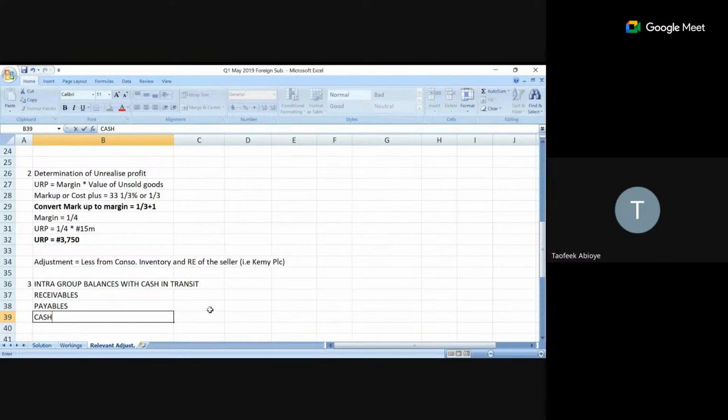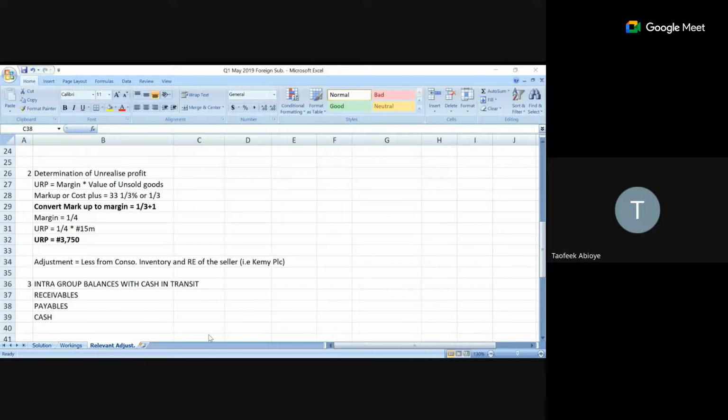Now, please, this cash in transit is usually a problem. I know it is a problem. It usually gives so many people issues. Please, let's listen very well. How are we going to treat it? When we are dealing with cash in transit, it does not involve calculation. It is very straightforward, but it is somehow complicated. So please, let's take note.